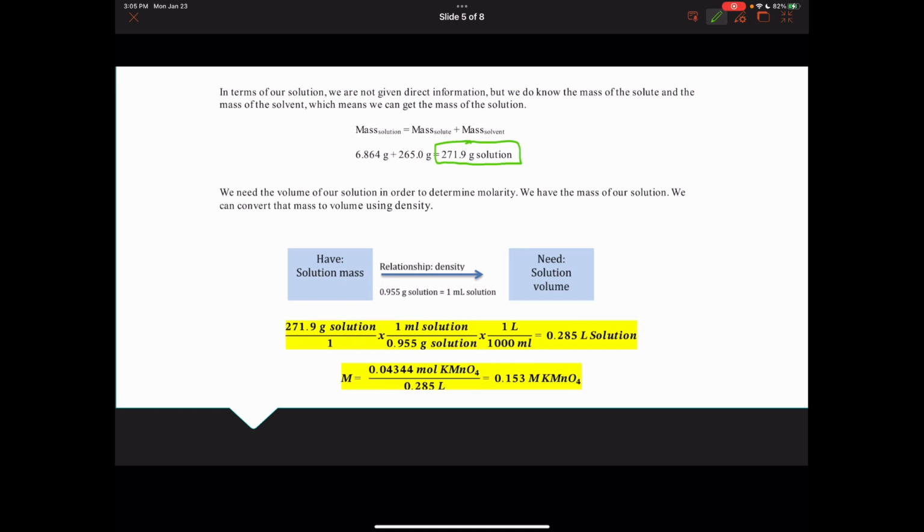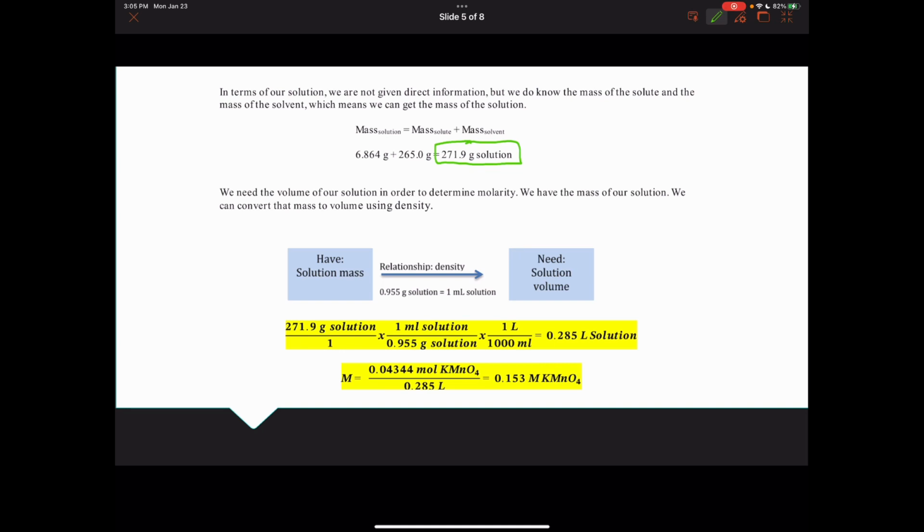Now, our molarity, we need liters of solution. So we need the volume of our solution in order to determine molarity. We have the mass of our solution. So again, we've got to remember these relationships. We can convert that mass to volume using density. Density is the relationship between a substance's mass and its volume. So we're going to convert the grams of our solution to volume using that density.